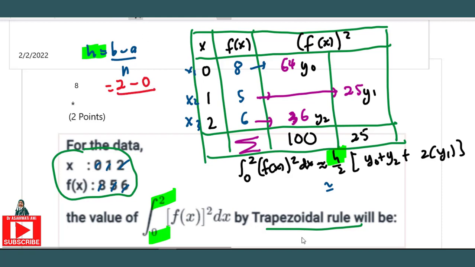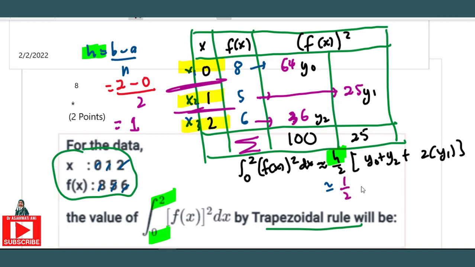So how to find n? Check the ordinates: first, second, third, 3 ordinates. 3 ordinates means that n is equal to 2. Substitute into the box. Then 2 minus 0 over 2 is equal to 1. Okay, h is equal to 1.